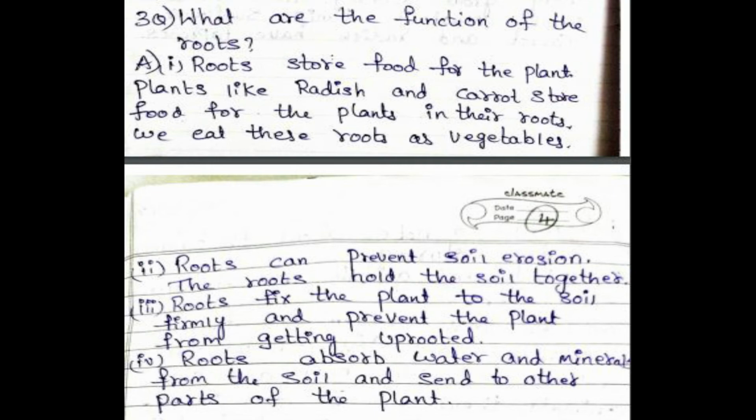Plants like radish and carrot store food in their roots. We eat these roots as vegetables. Roots can prevent soil erosion. The roots hold the soil together. Roots fix the plant to the soil firmly and prevent the plant from getting uprooted. Roots absorb water and minerals from the soil and send them to other parts of the plant.